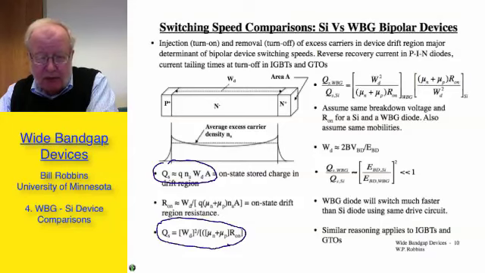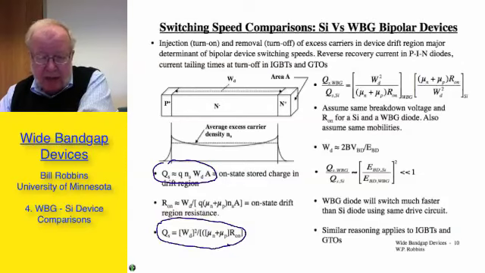And to make things simpler, I'm going to also assume they have the same mobilities. In that case, using the fact that I'm assuming a non-punch-through structure so I can characterize the drift region length in terms of the breakdown voltage and the breakdown field strength, I wind up with an expression for the stored charge in the wide bandgap material divided by the stored charge in silicon, which is equal to the breakdown field strength of silicon divided by the breakdown field strength of the wide bandgap device, the quantity squared. So that quantity is going to be significantly less than 1 when we are comparing silicon with a wide bandgap.